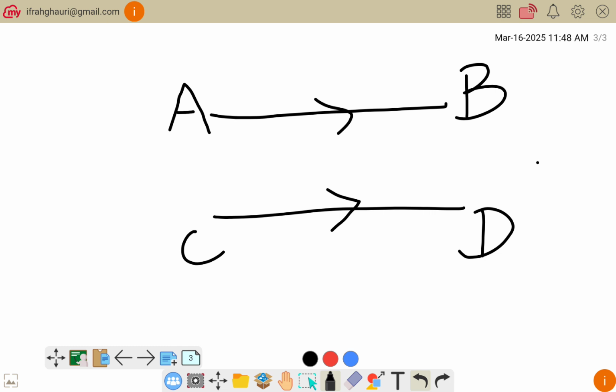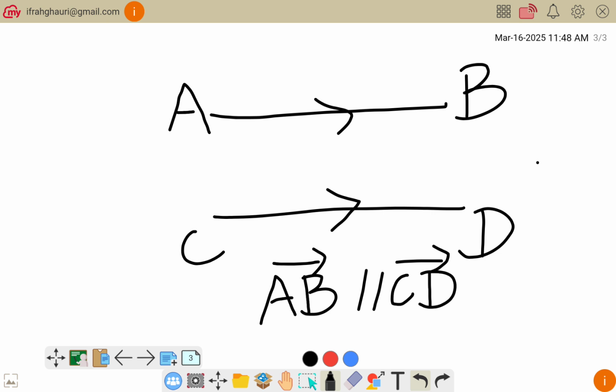And how am I going to represent this? These are basically two rays. And how am I going to represent this? As AB is parallel to CD, and I will put a ray on the top.